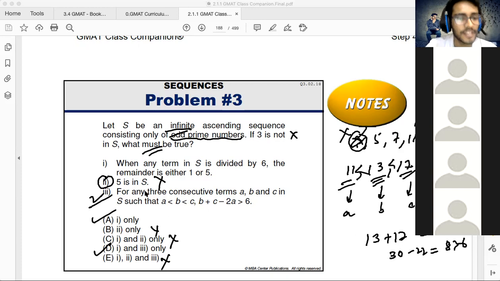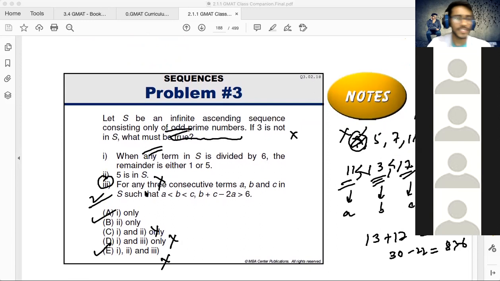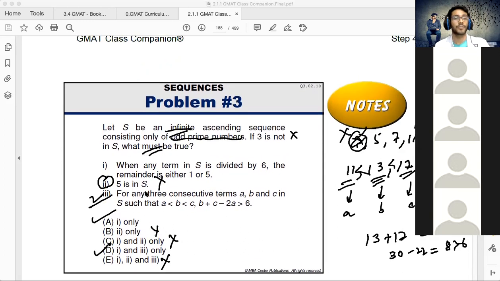I don't have to check one. Either you check any one or two. The option is D. I directly check the third one. Got it? That's how you have to eliminate. This is the shortest way you can do it in the exam.